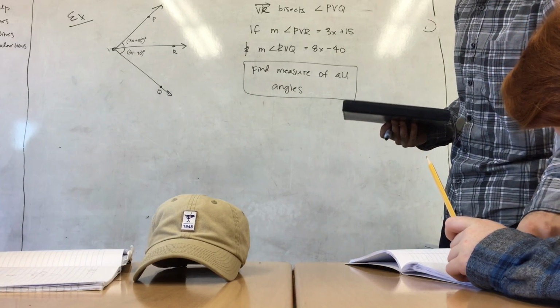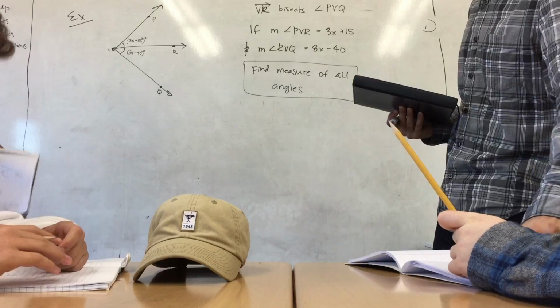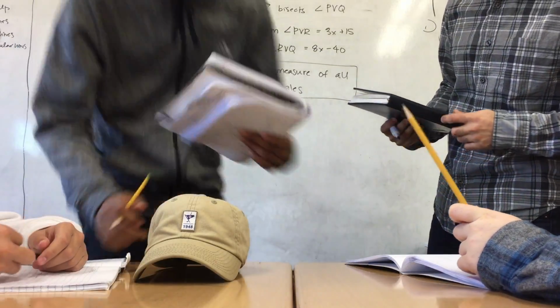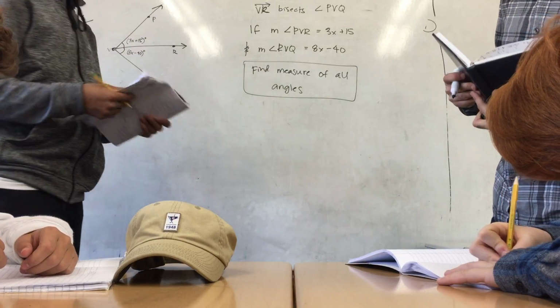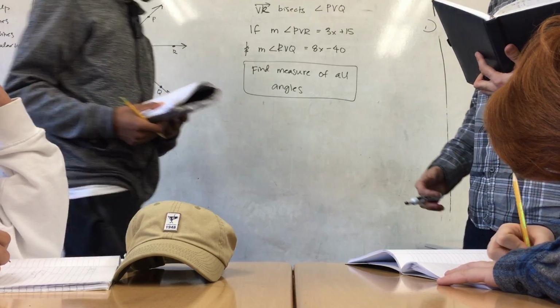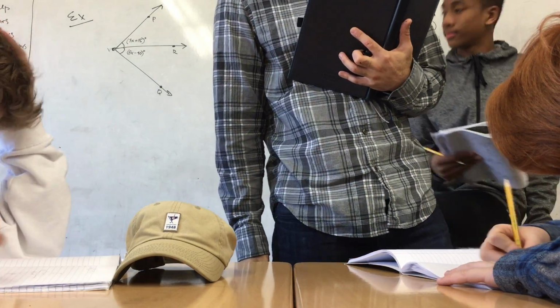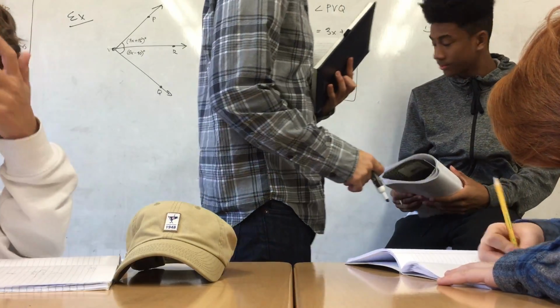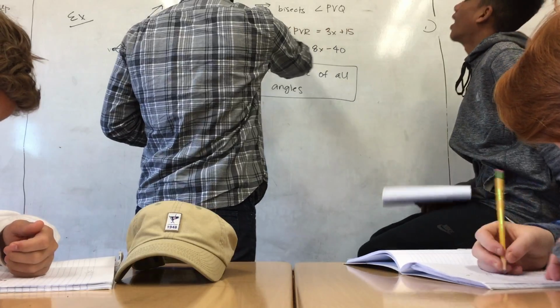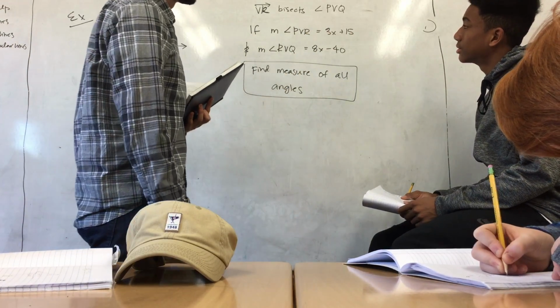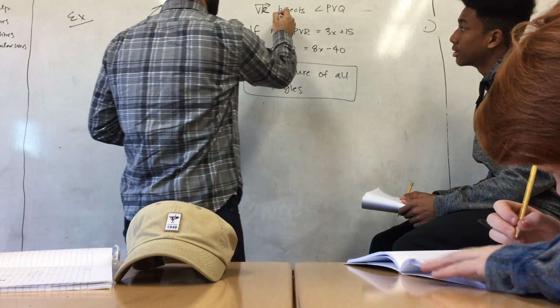35's not right. You shouldn't have a 35 in here. So if PVR is 48, good. So what is PVQ? Alright, what does this information tell you? What does this mean right here? What does this mean? Bisects.